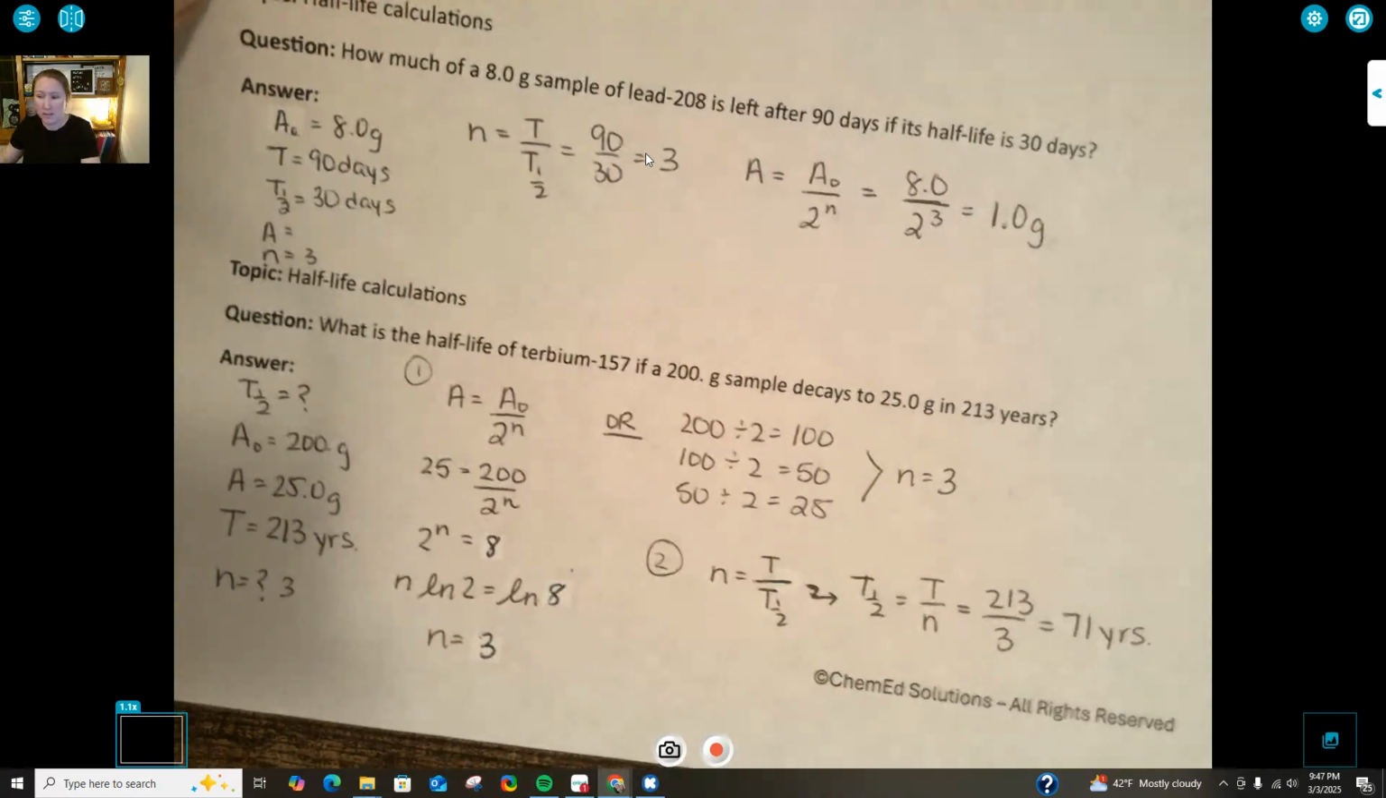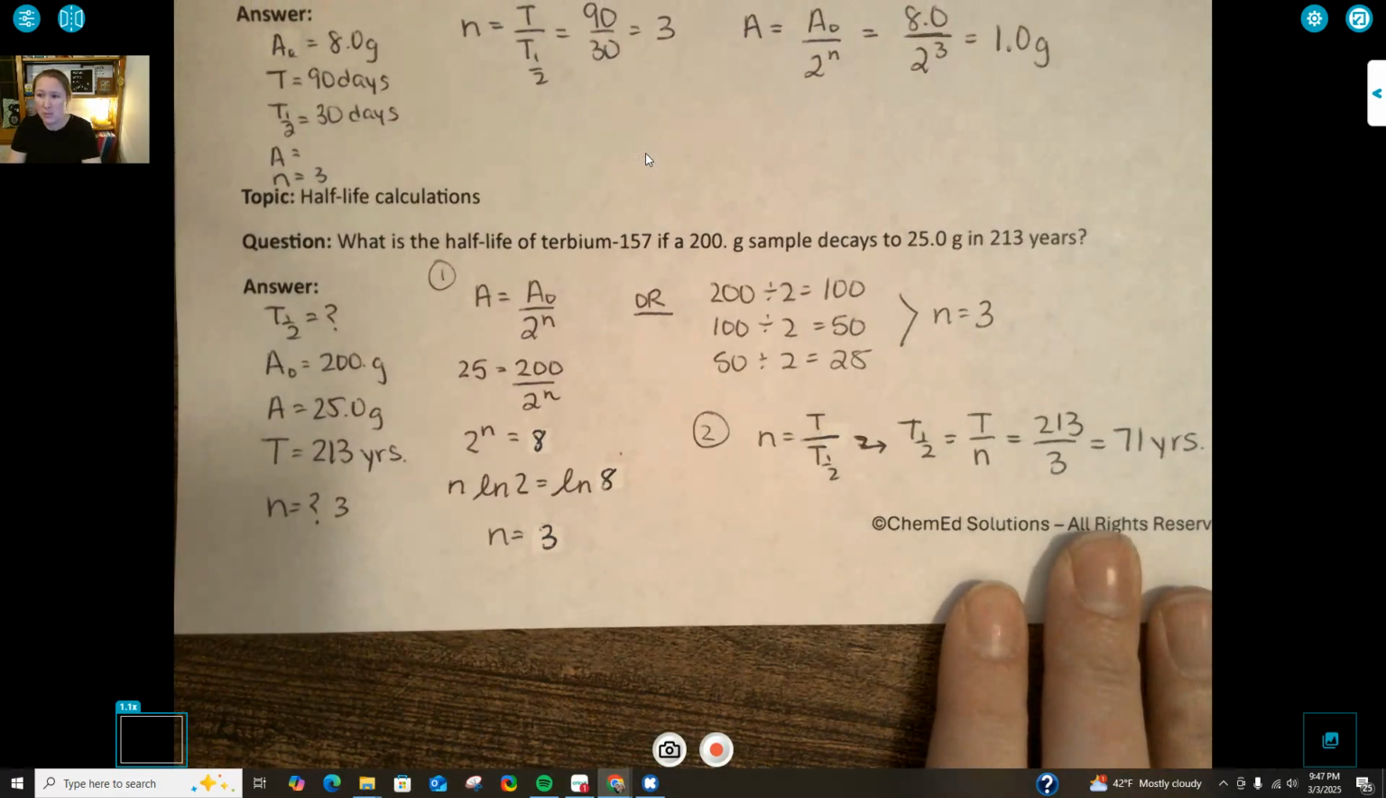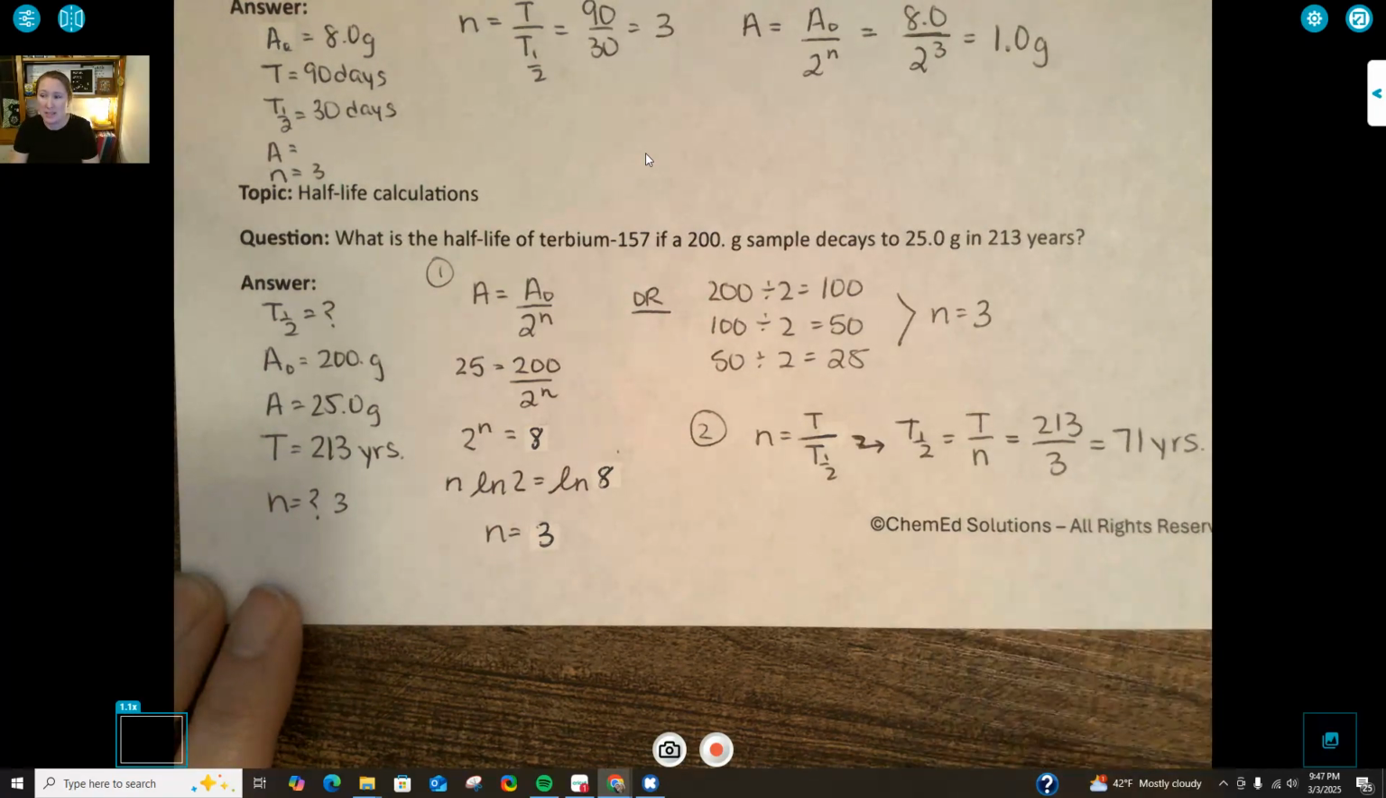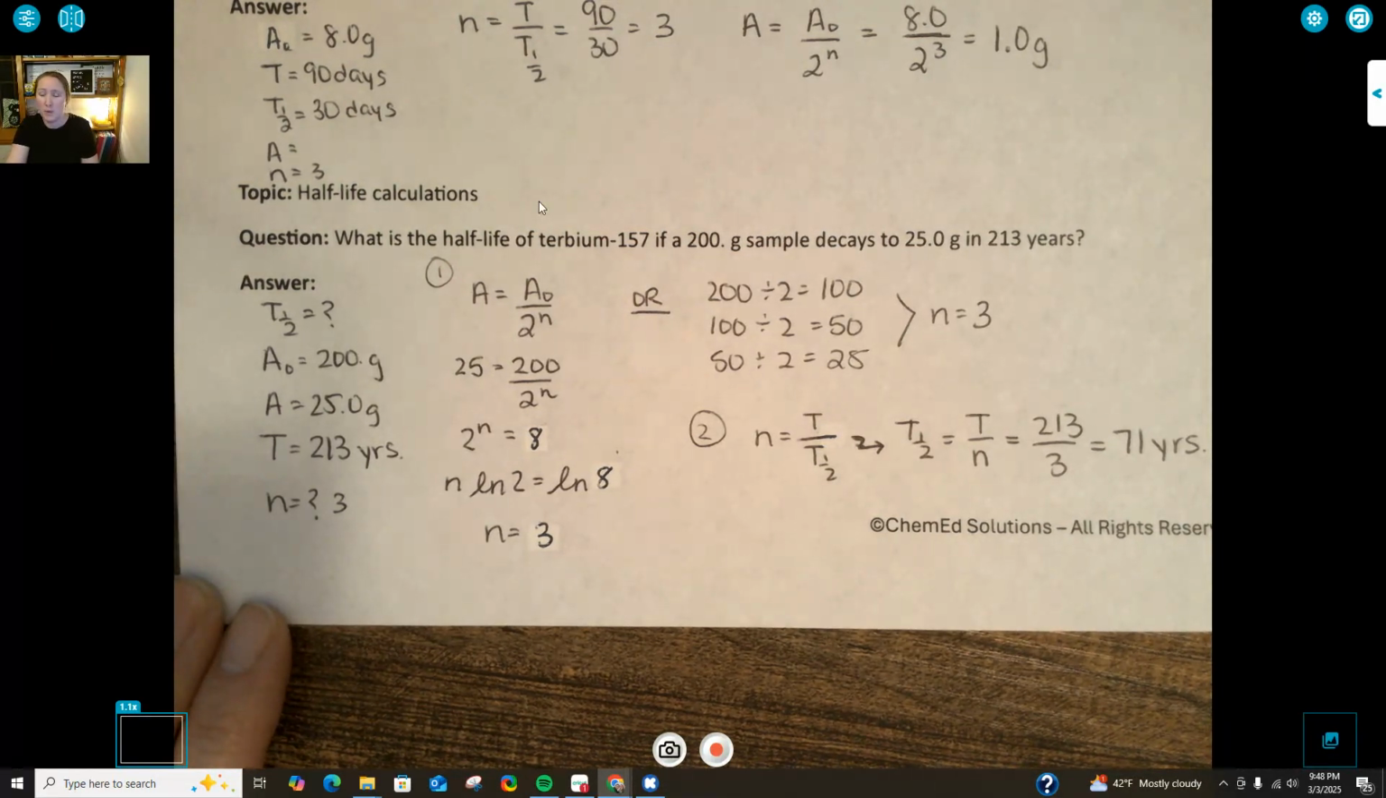And then in my next one, now I have a little bit of a different situation. I'm looking for the half-life of terbium. So I'm trying to find half-life, and that's my ultimate goal. If a 200 gram sample decays to 25 in the total time. So that's the other way of calculating the number of half-lives. We are kind of going backwards from the first one.